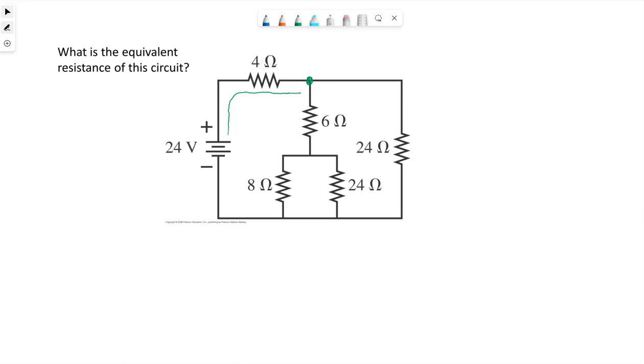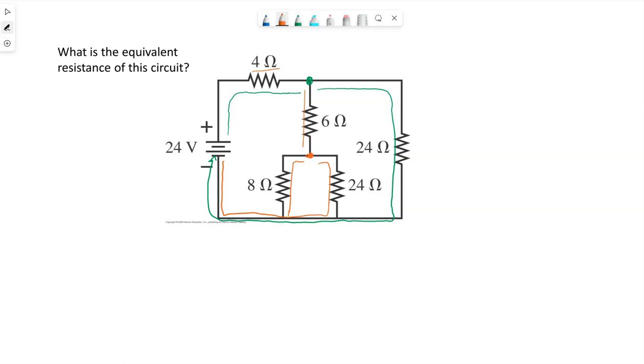Now the simplest option would be to go straight and down through this 24 ohm resistor, and then I see that I can get back to the battery. So that's one option. The other option after this 4 ohm resistor is to go down through the middle. I have to go through the 6 ohm resistor. Well, that gets me to another junction. That means I can either go through the 8 or through the 24. Either way, we get back down to this bottom wire that will get us back to the battery.